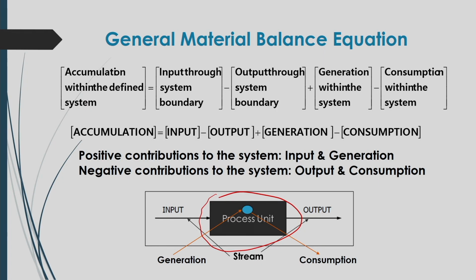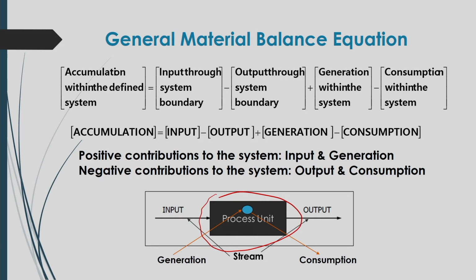If it is not a steady state process, there will be some accumulation. If a reaction is going on, there will be some generation of materials, and of course there will be a consumption term. So all these five terms will be there in the general material balance equation. In short, we can write them as accumulation, input, output, generation and consumption.